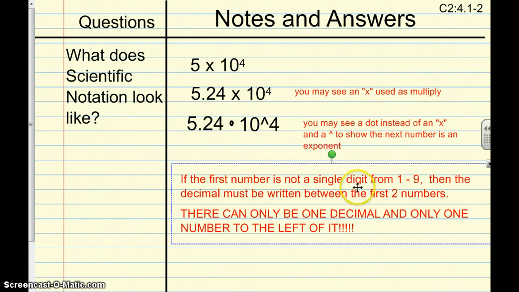If the first number is not a single digit, like it was up here, like 1 through 9, then the decimal must be written between the first two numbers. There can only be one decimal and only one number to the left of it. I think I said that a couple times. Pause here if you need to catch up on these notes.